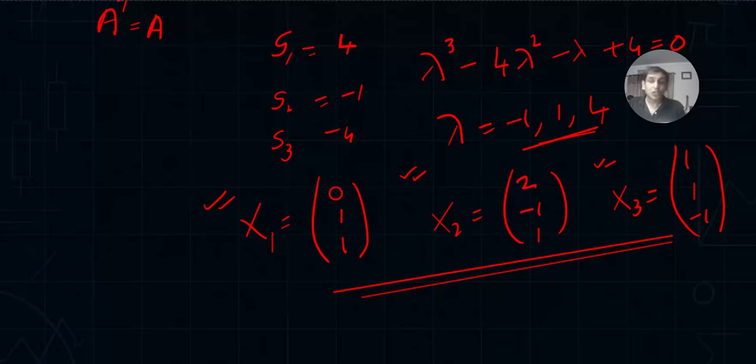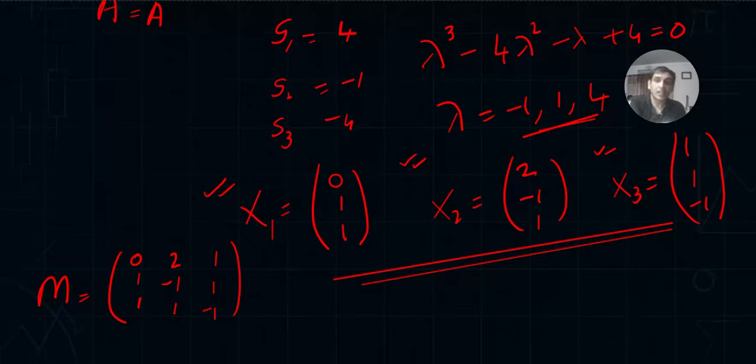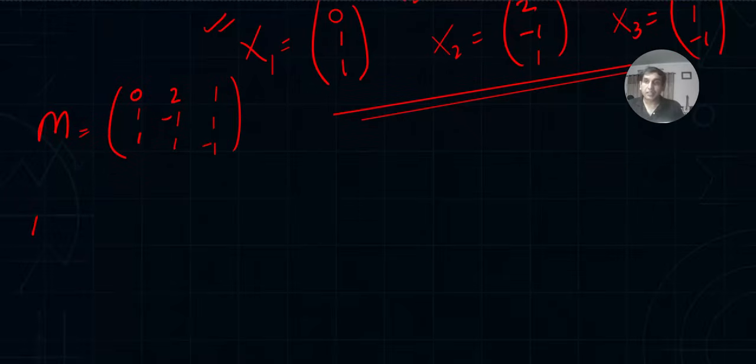Okay, now what should we do? M. How do you write M? Augment them. So it'll be like 0, 1, 1, 2, minus 1, 1, 1, 1, minus 1. And then we write N. Can you tell me N? Yeah, normalize. So 0 by root 2, 1 by root 2, 1 by root 2.